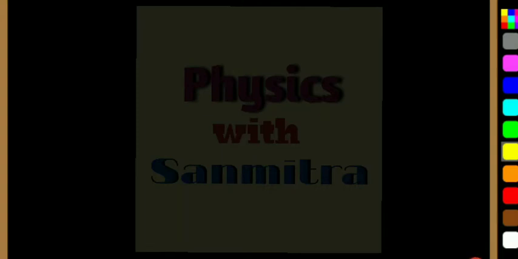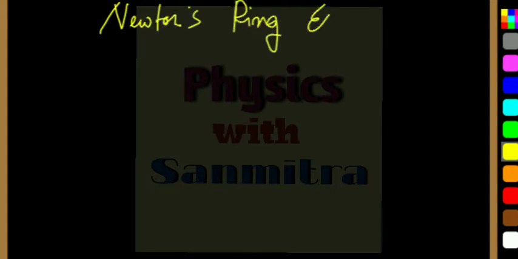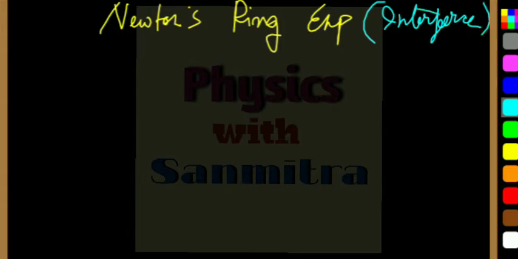I am Sanmitra Bhomik and today we are going to discuss Newton's ring experiment. This experiment is a part of the wave optics series which we are dealing with now, and this is about the interference topic, interference of light. This is a very good arrangement for creating interference from thin film. I am showing you how.